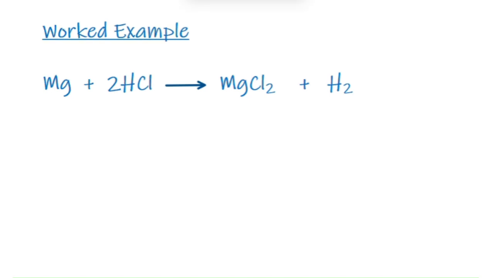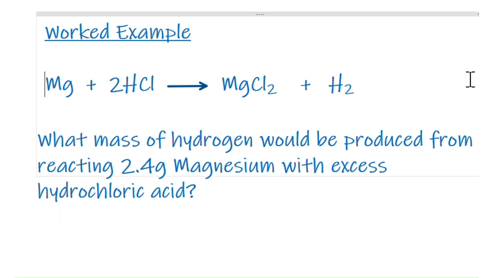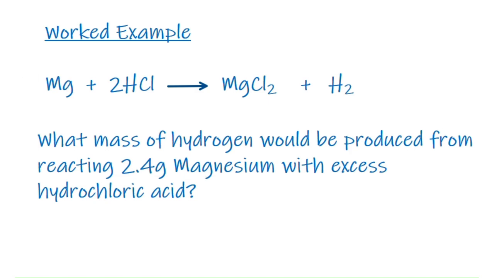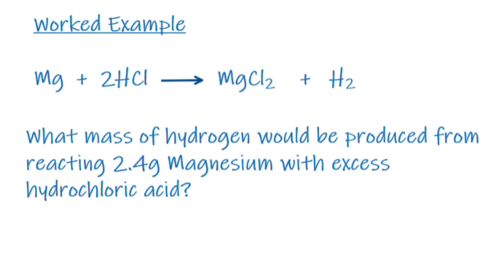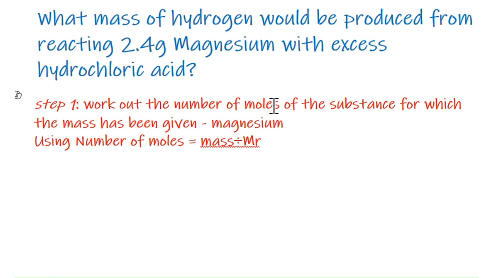So let's look at a worked example. The one I quoted earlier. Magnesium plus hydrochloric acid gives magnesium chloride and hydrogen. Mg plus 2HCl goes to MgCl2 plus H2. And here's the question. What mass of hydrogen would be produced from reacting 2.4 grams magnesium with excess hydrochloric acid? So you will see there are 4 substances in this equation. We're only interested in 2, the magnesium and the hydrogen.